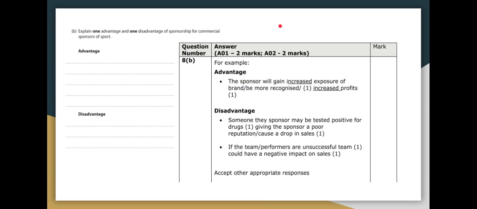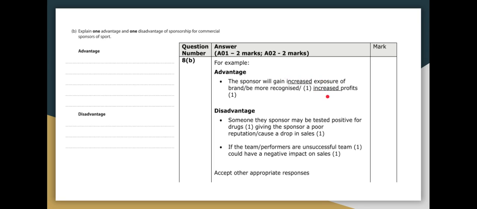Explain one advantage and one disadvantage of sponsorship for commercial sponsors of sport. So we're talking about the sponsor here, the business or the company, and what they get out of sponsoring sport. It's 2 marks for the advantage, 2 marks for the disadvantage. The main reason sponsors sponsor a sporting product or a sporting team is that they will gain increased exposure of their brand and be more recognized.